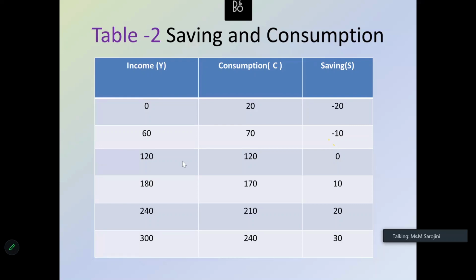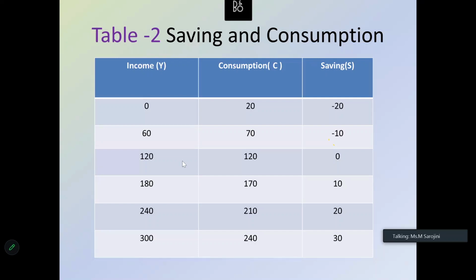The second one is that when the income increases, people allocate their increased income for consumption as well as savings. That is explained by this consumption as well as the saving. The third one is that when the income increases further, they increase their saving as well.